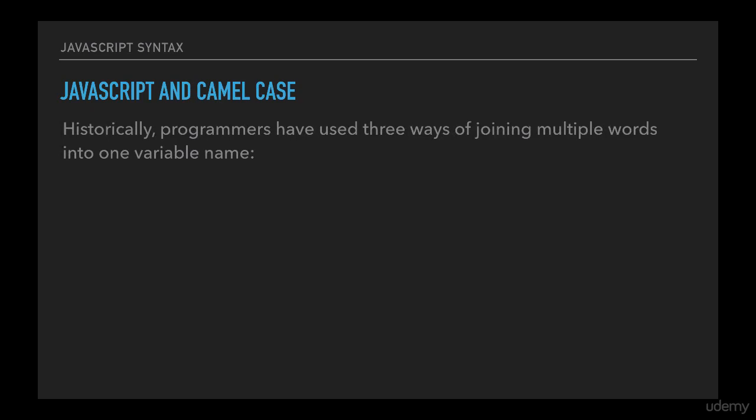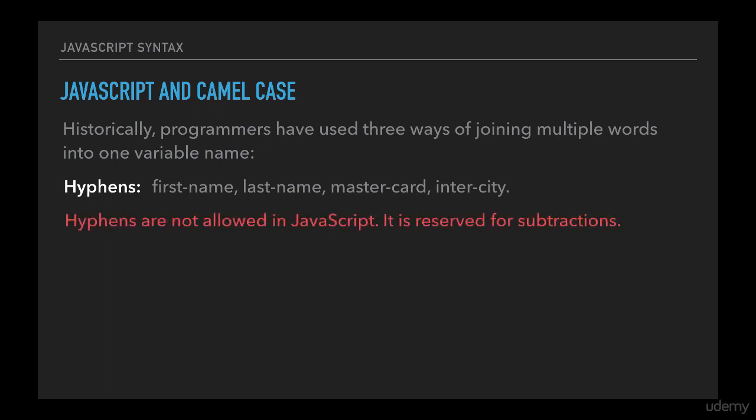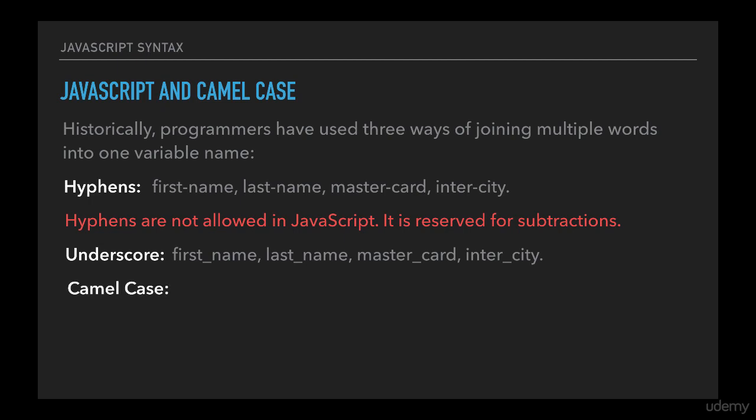Historically, programmers have been using three different ways of joining multiple words when they form an identifier. The first one is hyphens. So let's say, for example, I have first-name as a variable or identifier name, and last-name. But the problem is hyphens are not allowed in JavaScript. It is reserved for subtraction. Underscore: first_name, last_name is another way of defining an identifier or a variable, which is an acceptable approach. But there's a third approach, which is camel case.